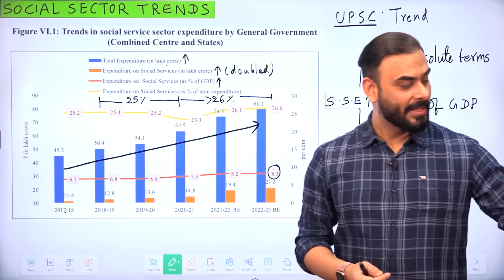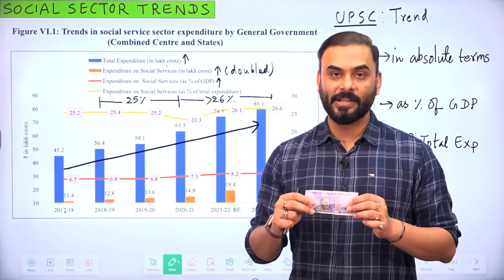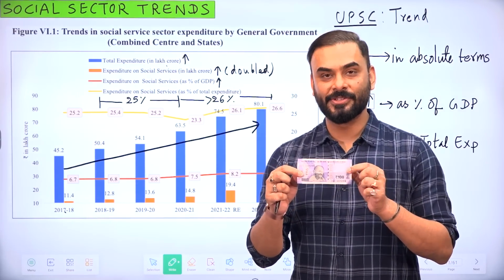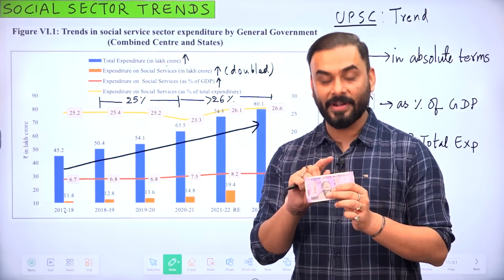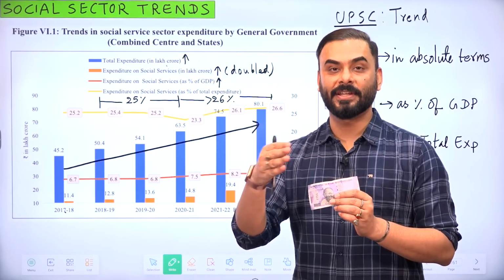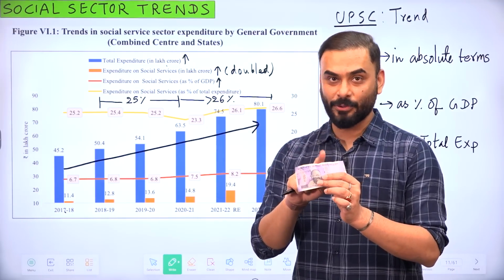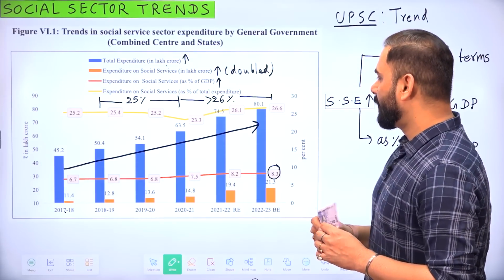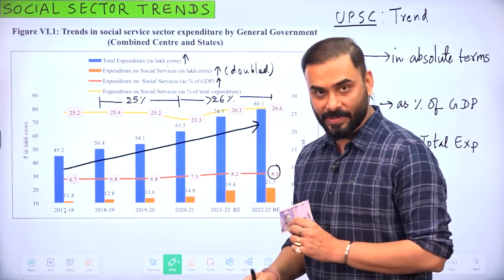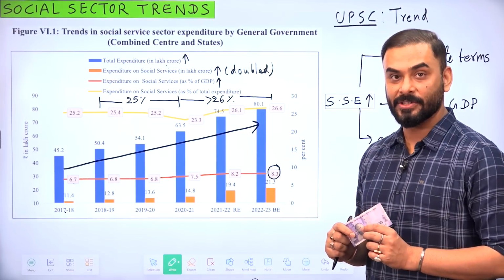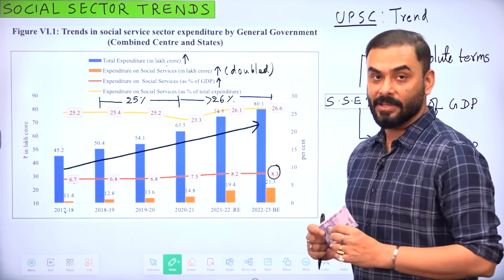Now, let us look at this figure. So suppose guys, that the national income of India is 100 rupees. GDP of India is 100 rupees. Out of 100 rupees, how much are we spending on social services, social sector like health, education, out of the total national income of 100 rupees? So earlier we were spending around 6.7% or 6.7 rupees and now we are spending 8.3 rupees. So yes, there has been an increase.